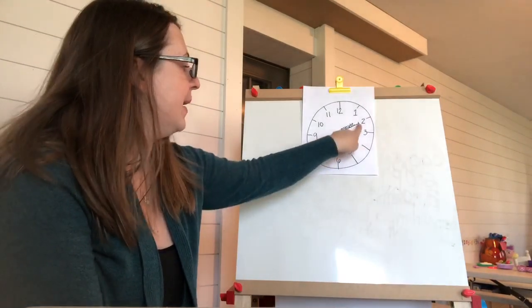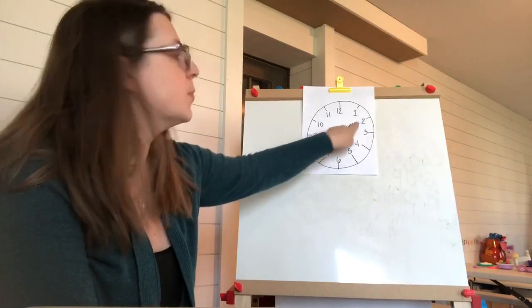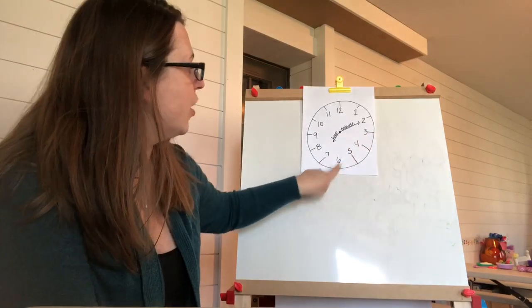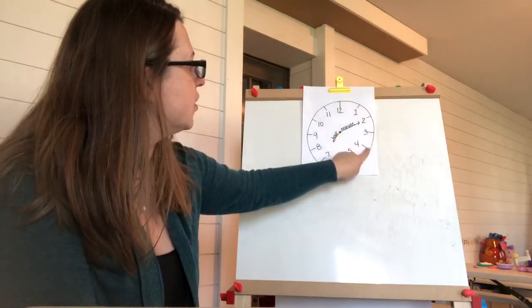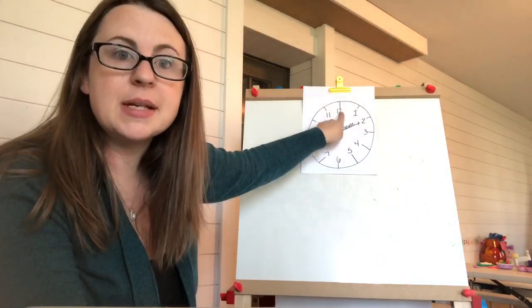The minute hand is the big hand. So what I have here is the hour hand is pointing at the 7. The minute hand is pointing at the 2. And we know that for every number that it's on, it's 5 minutes. So we have 5, 10, 15, 20, 25, 30, 35, 40, 45, 50, 55, 60. And we know there's 60 minutes in an hour.